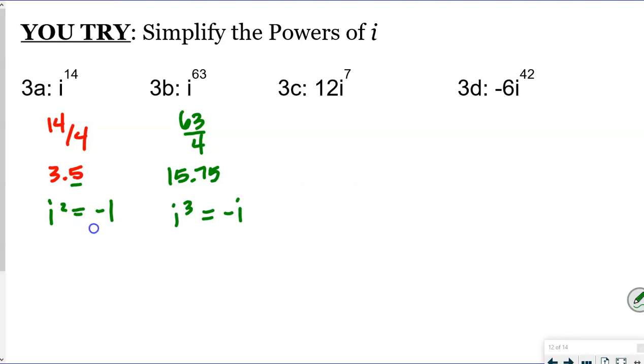Now we got the 12 out front here. So remember, we're going to have to multiply that by whatever we get ultimately, right? But we're still going to do 7 divided by 4. That's going to give us 1.75. That's 3 quarters, right? So that's going to be i to the third. Didn't we just have i to the third just a second ago? I think we did. Yes. So isn't this going to be 12 times what? -i.